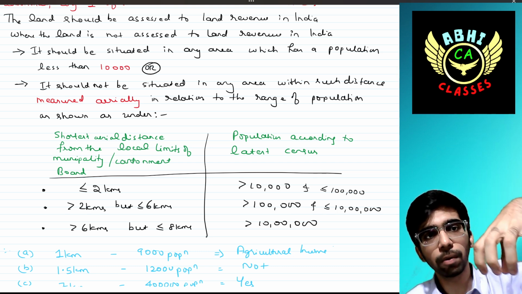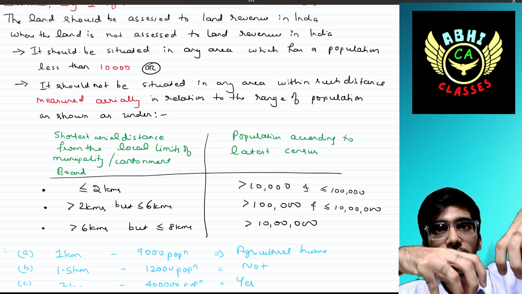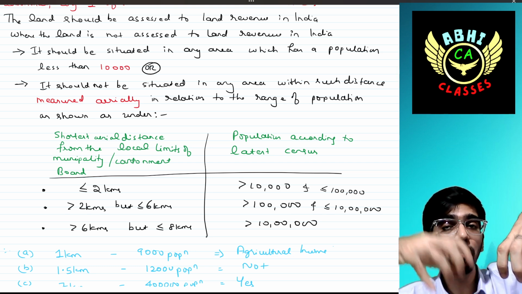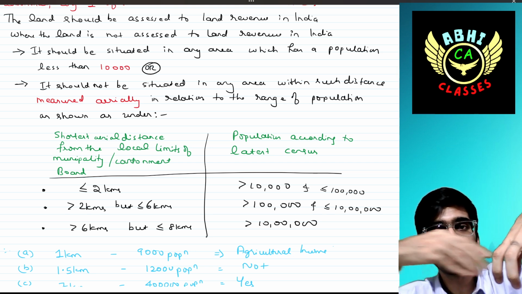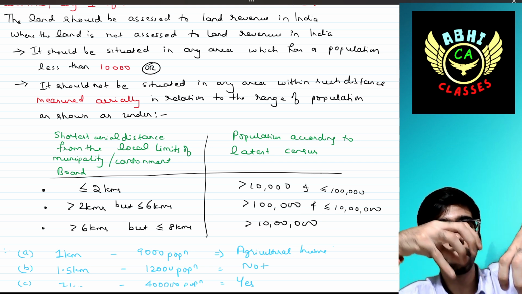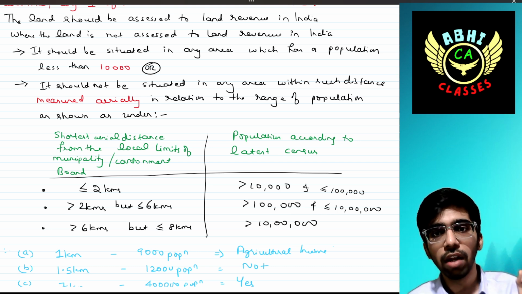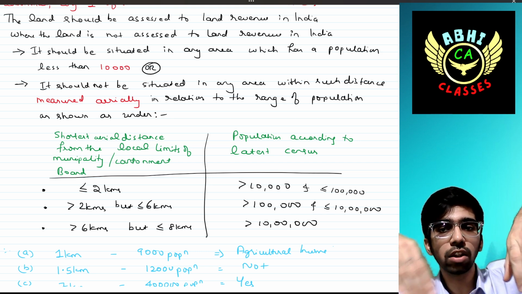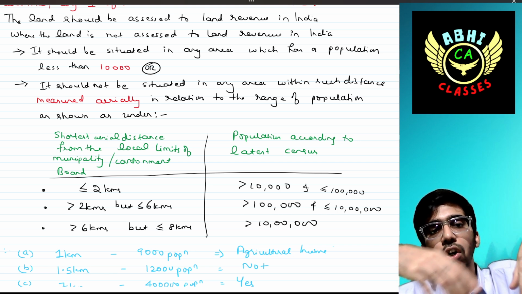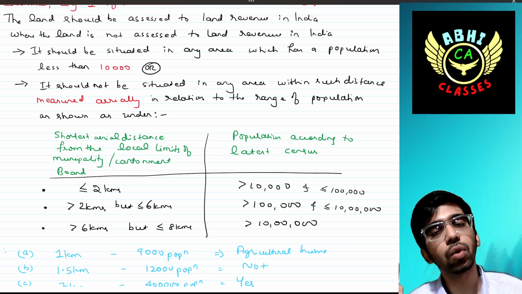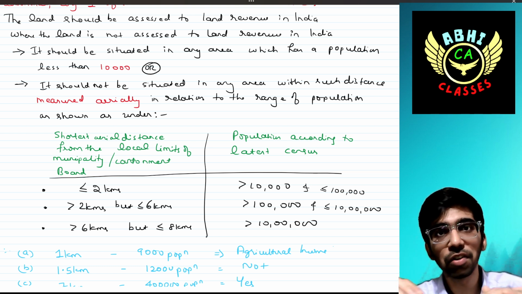For example, this is the municipal locality. Within 2 kilometers, the land should not be there. That farm building should not be there. If the farm building is within this distance, then any revenue from that building is treated as business income, not agricultural income. If the population is more than 1 lakh, let's say 2 lakh, then we will see the next criteria.